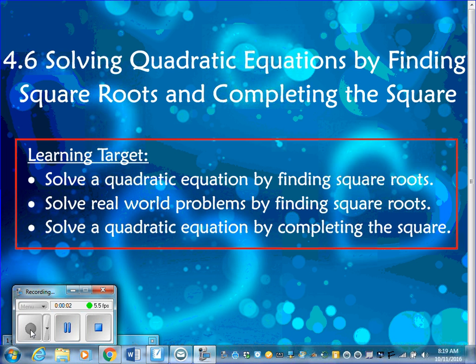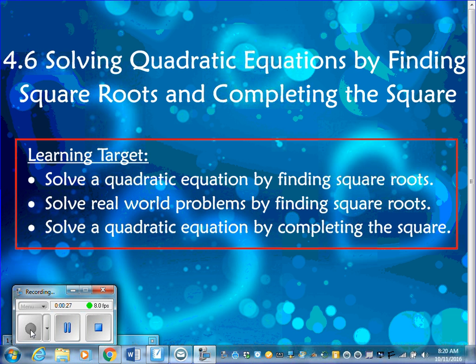So for today, we are moving back into chapter 4. We took a little time out to do all the square root stuff. The reason we did that is because of this section right here, okay? So today we're going to look at solving equations by finding square roots. We've done factoring to solve. We're going to do the square root method today, and then we're going to do completing the square the rest of the week. Okay, that's your third method.